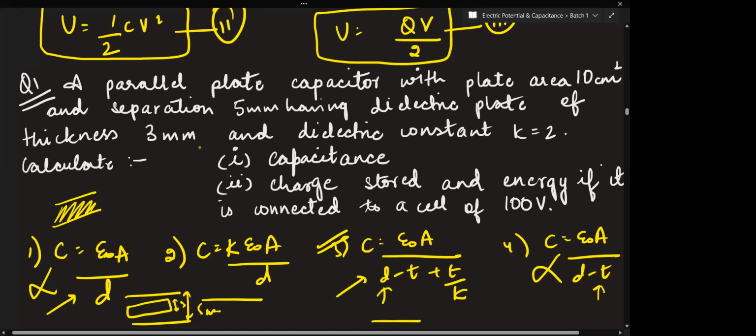Now you know the formula, put all the values, and all of you convert it into SI unit. Don't put 3 millimeters or 5 millimeters. At least try for the first part and we'll discuss. Take time for 2 to 3 minutes, then we'll discuss it. Whoever gets the answer, you can text me.